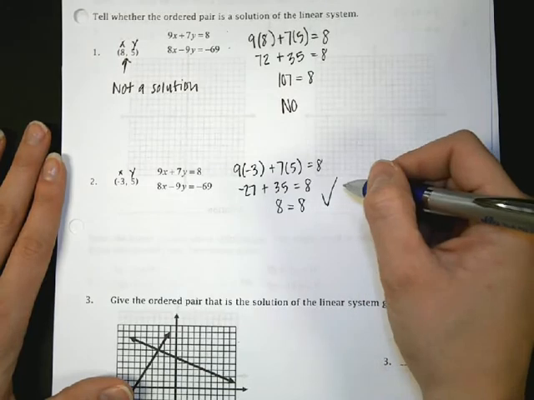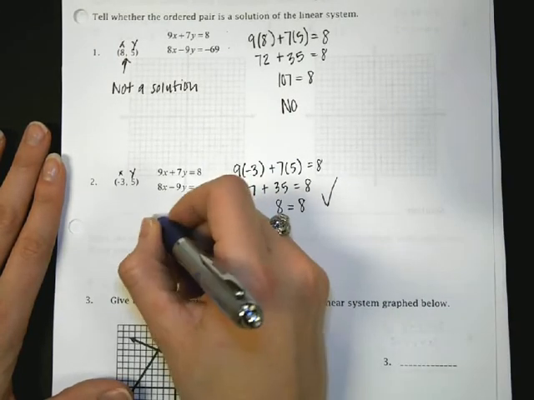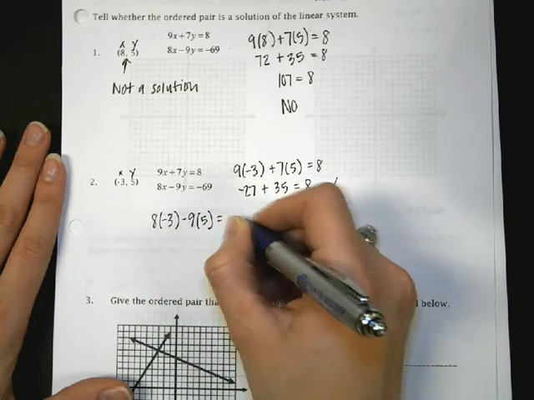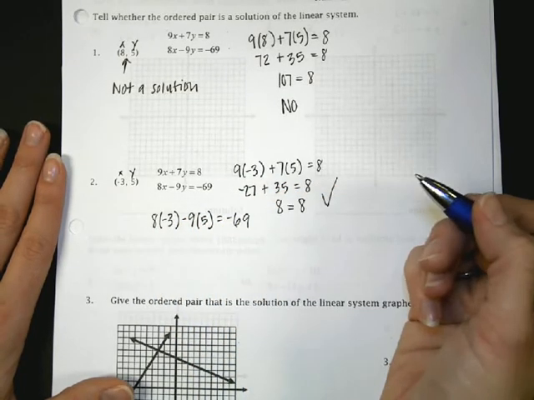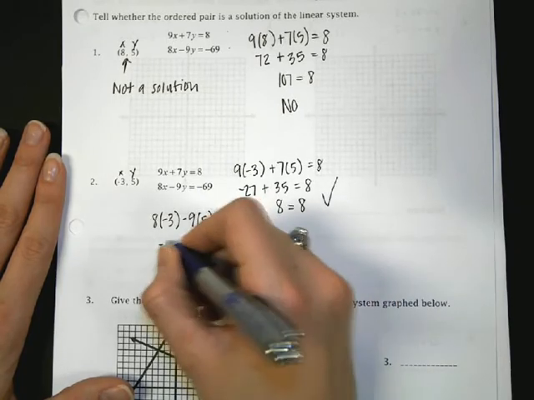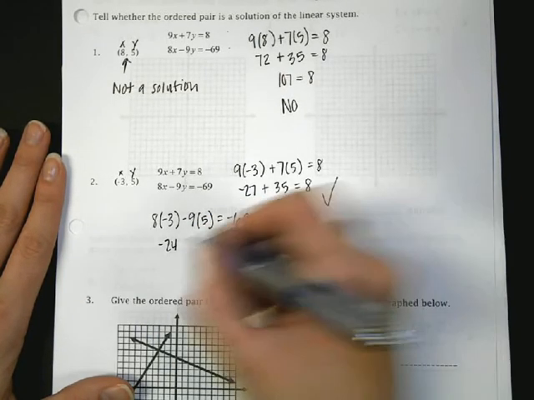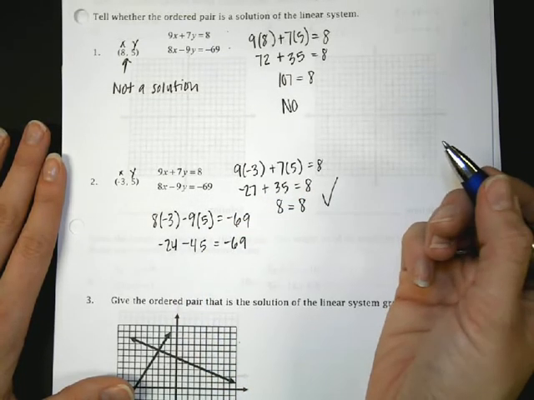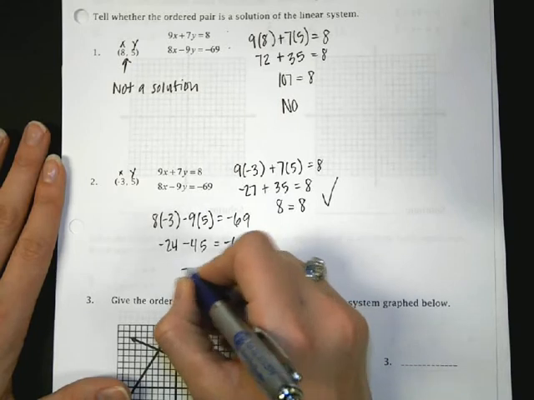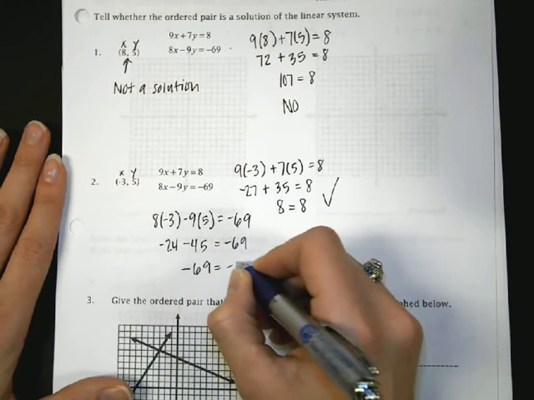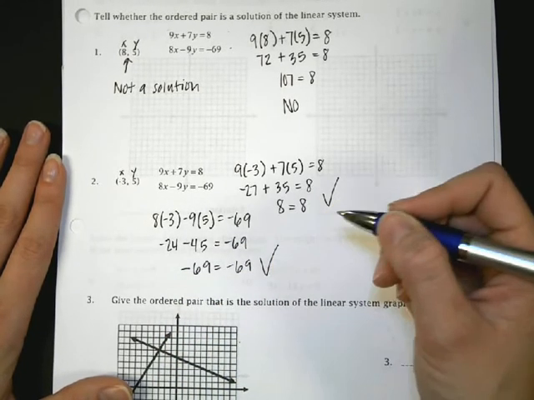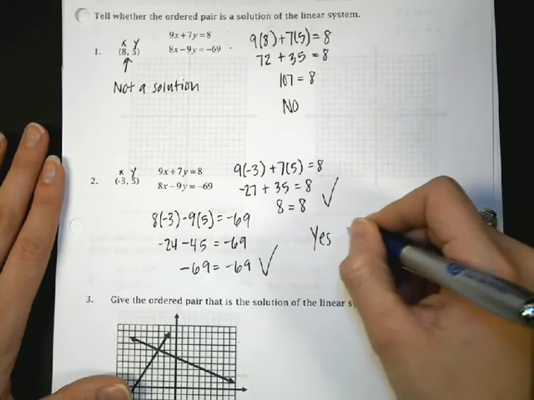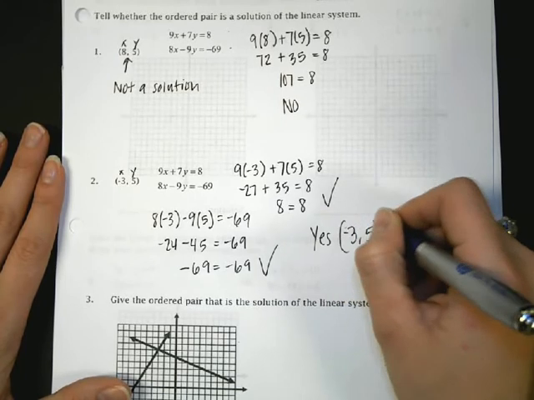So I test my next line by doing the same thing. 8 times a negative 3 minus 9 times 5, see if that equals a negative 69. 8 times a negative 3 is negative 24. Negative 9 times 5 is a negative 45. Negative 24 minus 45 is going to be a negative 69. That equals negative 69. So it's true. Because it's true for both equations, it's going to be true for the entire thing. So yes, negative 3 comma 5 is a solution.